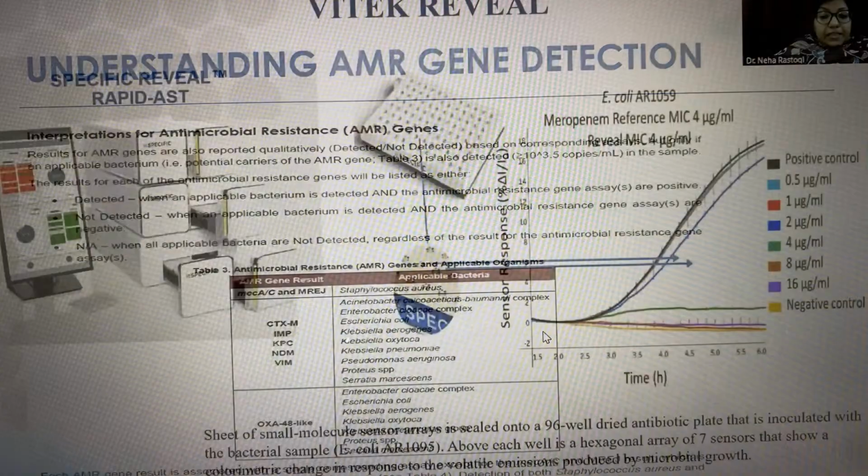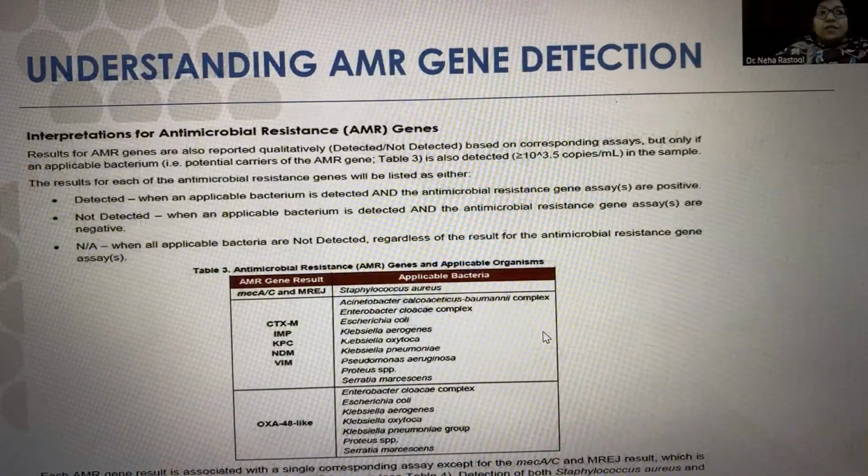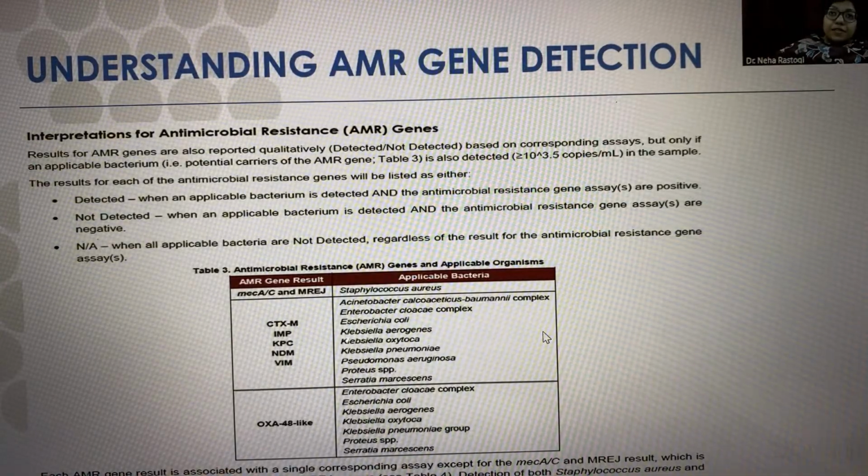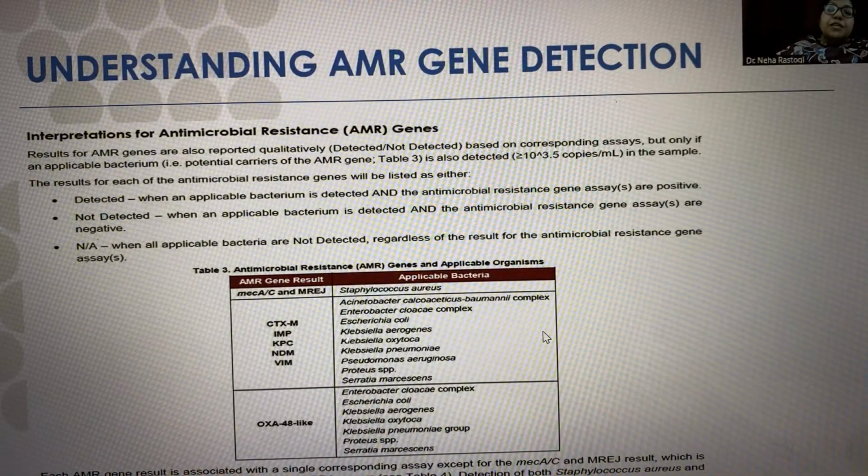But mind it, because this is a genotypic based testing, this can just detect upon whether that particular gene is present or not present. The expression of a particular gene is still defined by the phenotypic testing.